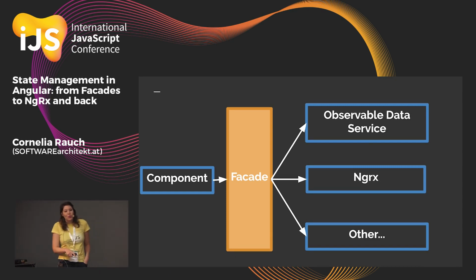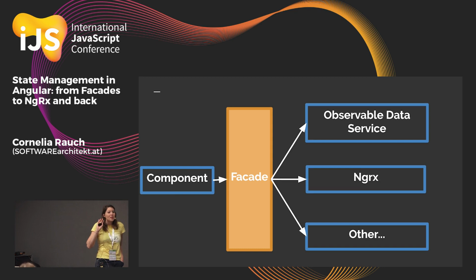And what you can also do with facades, you can hide internal behavior of the NgRx store itself. You can do anything else you want behind it. You can use other libraries. You can use an observable data service. So if you have functionality that is not that complicated and doesn't need so many boilerplate files, you can also use multiple libraries in your application. You're not just limited to choose one thing.